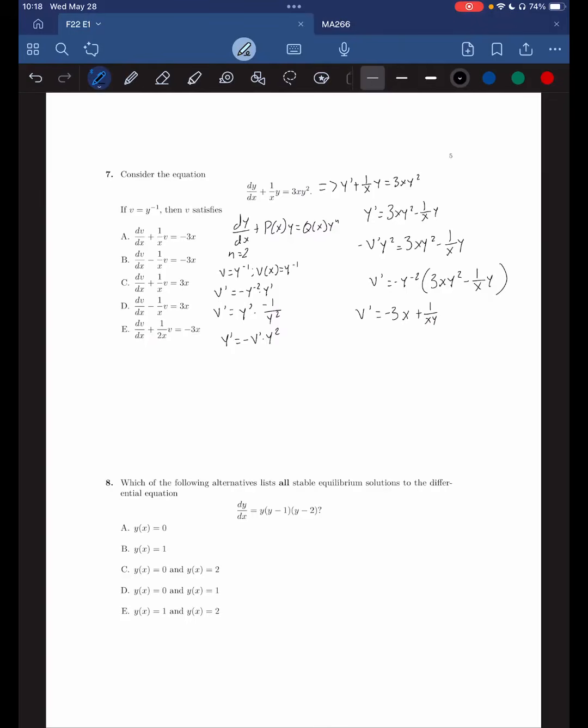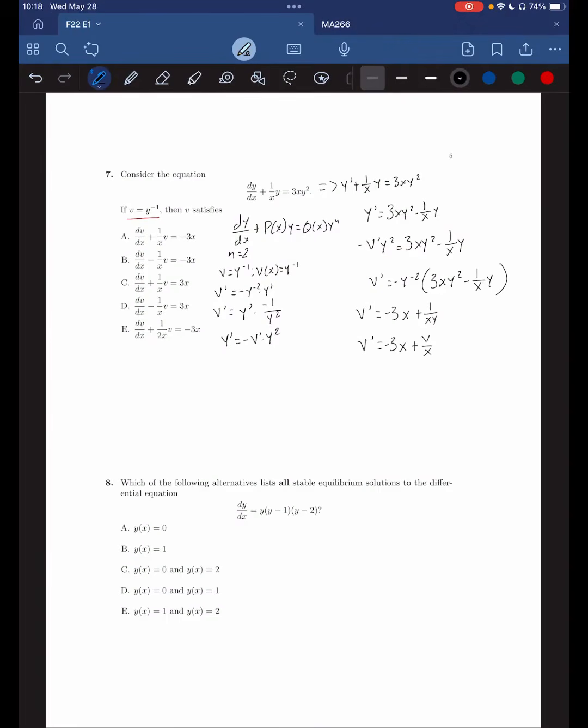If you look at the answer choices, we have no y's at all, right? But what do we notice? Well, earlier on we said v is equal to y to the negative 1. There's a y to the negative 1 right here, attached to our 1 over x. So therefore we end up getting v prime equals minus 3x plus v over x.